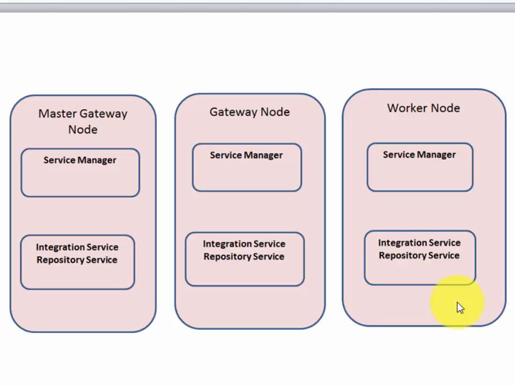Second node is gateway node. It can optionally run application services. This gateway node is backup for the master gateway node. If the master gateway node is down, then the gateway node will become the new master gateway node. So the service or domain will still be available. Third node is worker node. It works the same way as we discussed earlier.